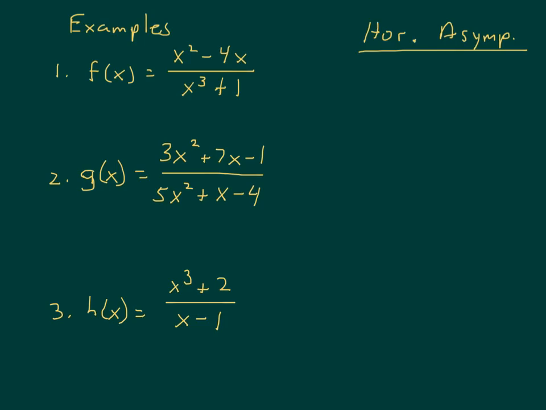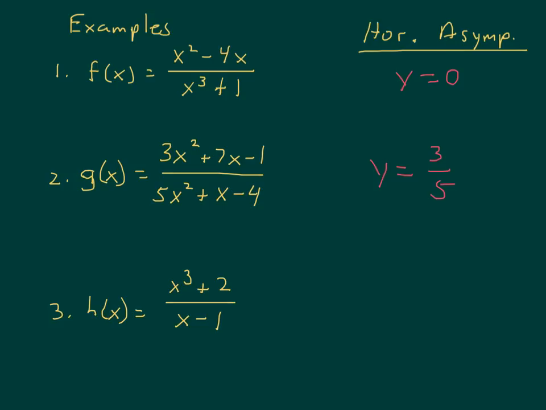Let's take a look at three examples. We start with f of x equals x squared minus 4x over x cubed plus 1. Notice the degree of my numerator is 2 and the degree of the denominator is 3. Since the numerator has a smaller degree than the denominator, I know I have a horizontal asymptote, and it is just the x-axis, or y equals 0. In g, we have g of x equals 3x squared plus 7x minus 1 over 5x squared plus x minus 4. Notice the degrees of my numerator and denominator are both 2. Since they're equal, there's going to be a horizontal asymptote, and it is the line y equals the ratio of their leading coefficients. So in this case, y equals 3 over 5.